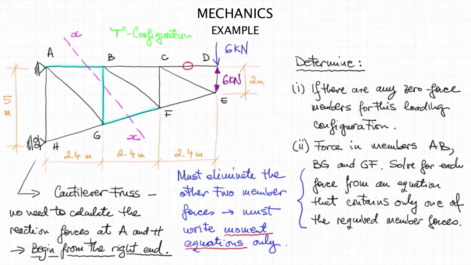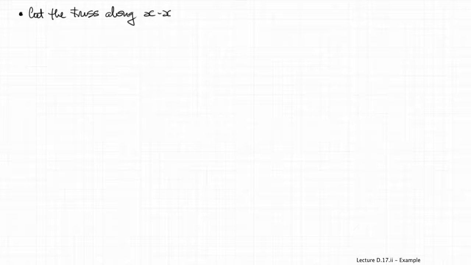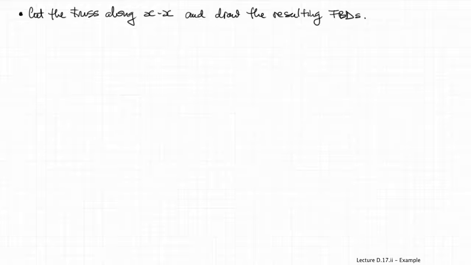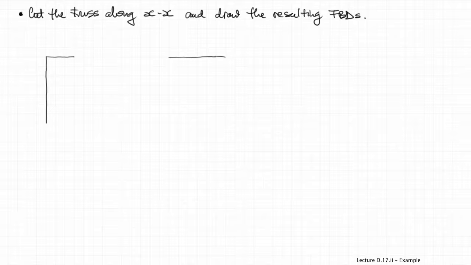So let's do so and start by effectively cutting the truss along XX, and then we will draw both of the resulting free body diagrams. So you always have to draw both free body diagrams, then look at them, and then decide which one you will analyze. In this case, because it's a cantilever truss, we know that we will analyze the right-hand side free body diagram, but regardless, we will draw both of them.